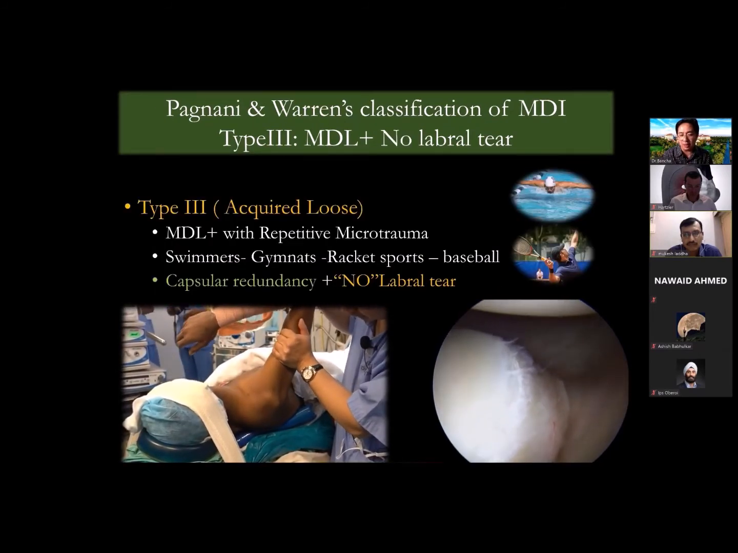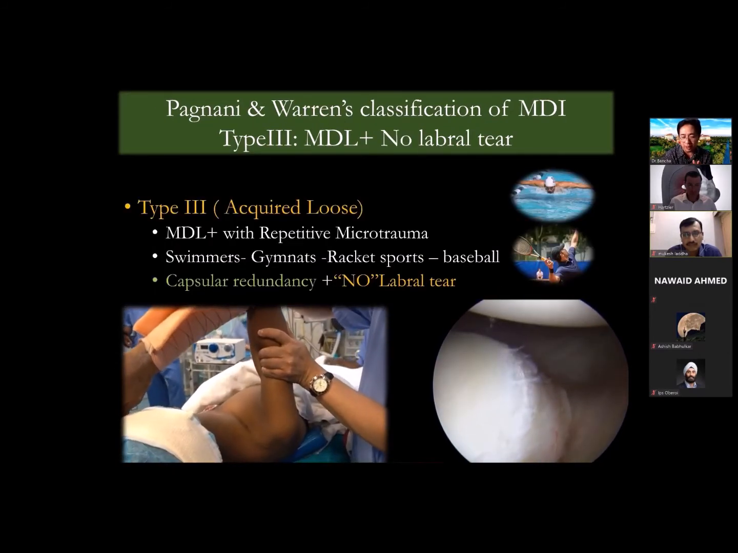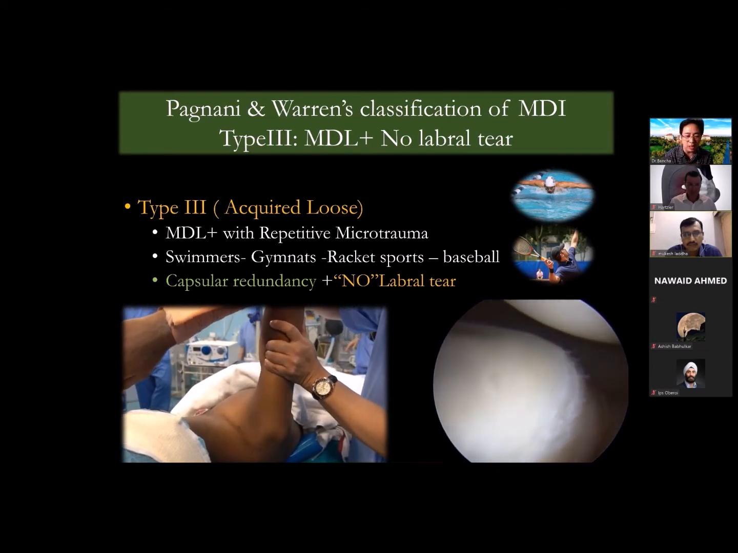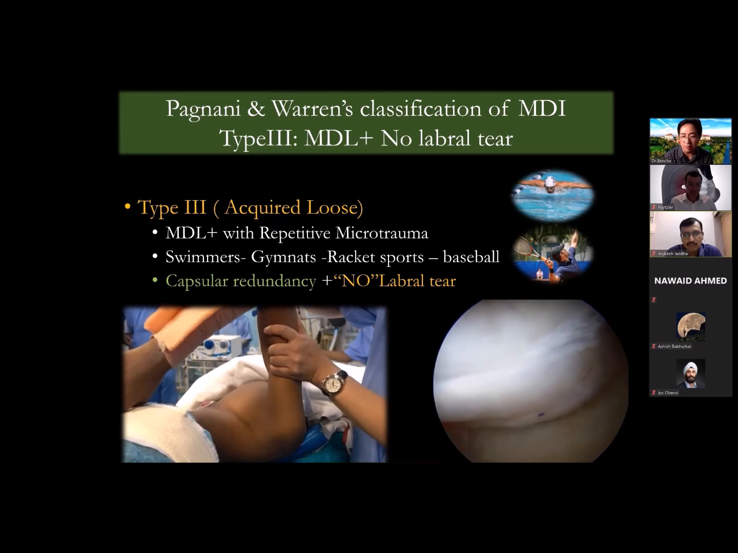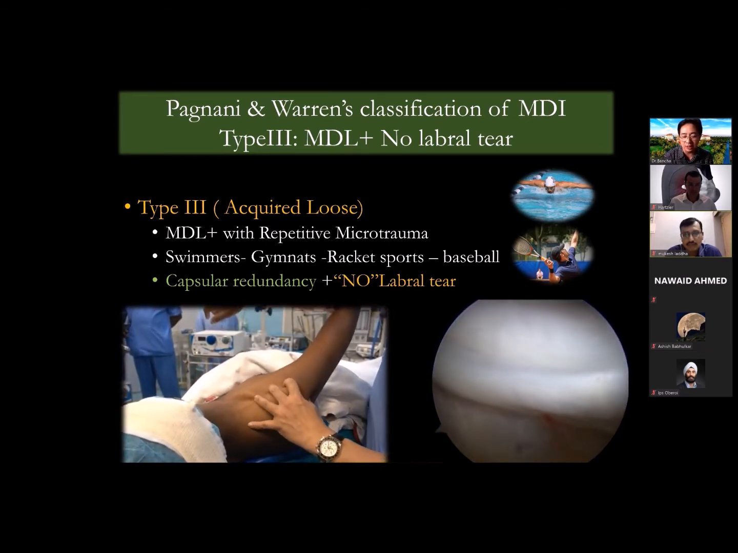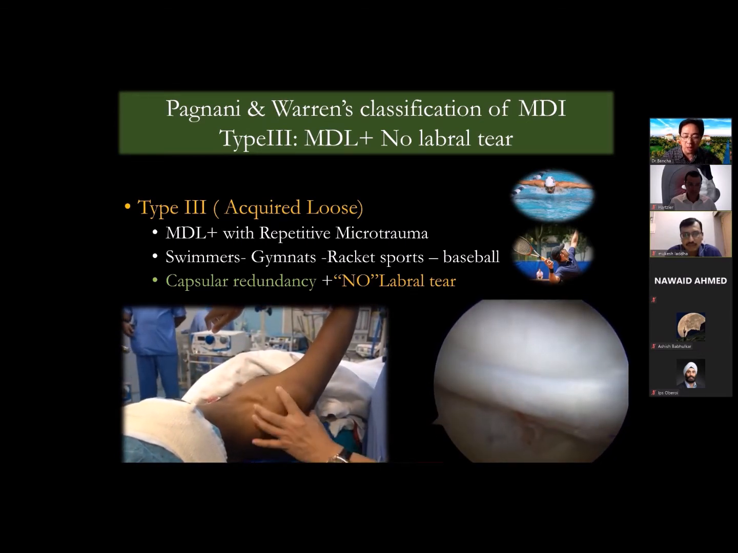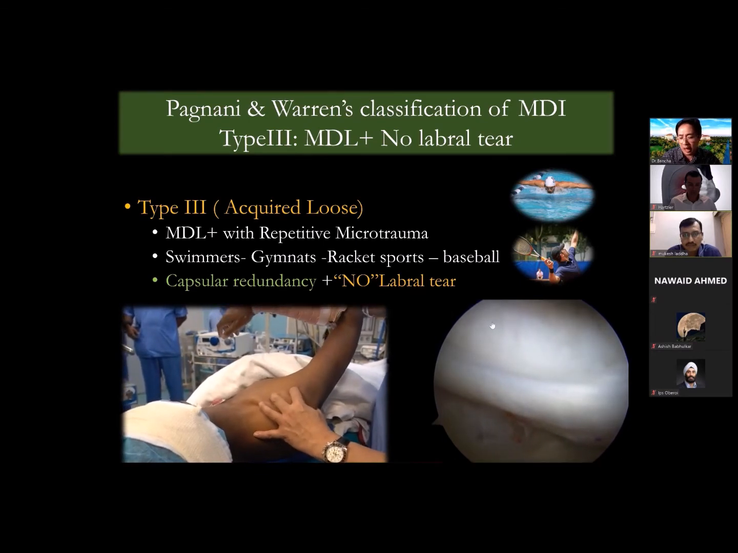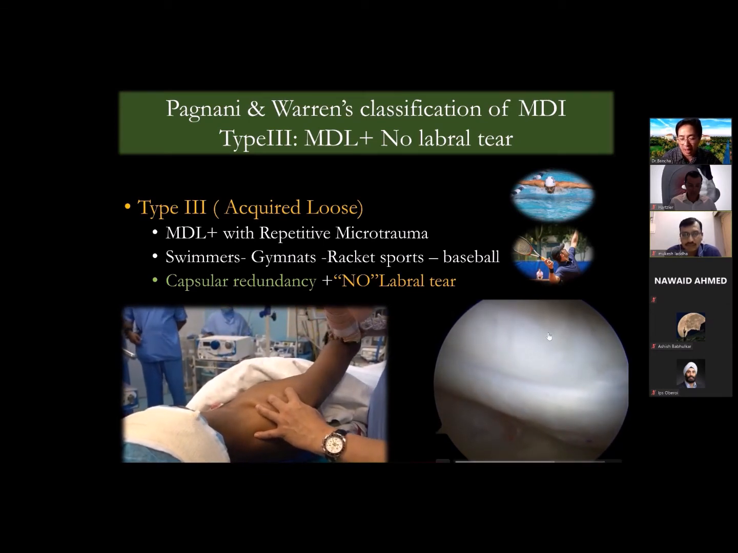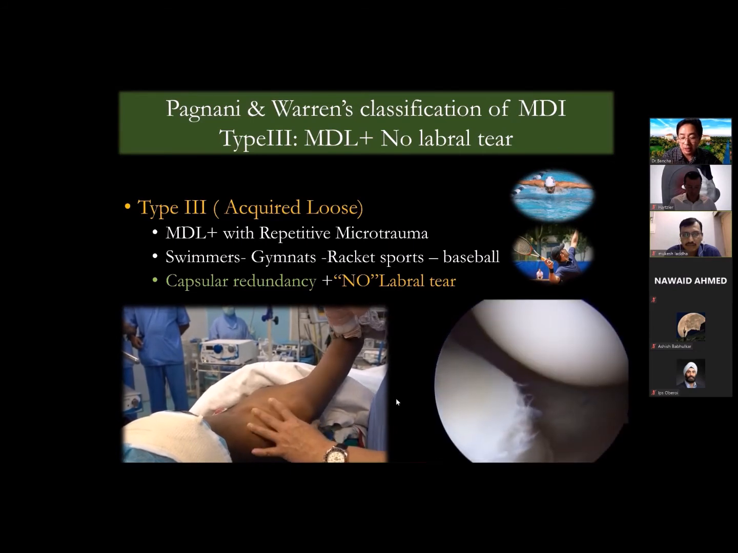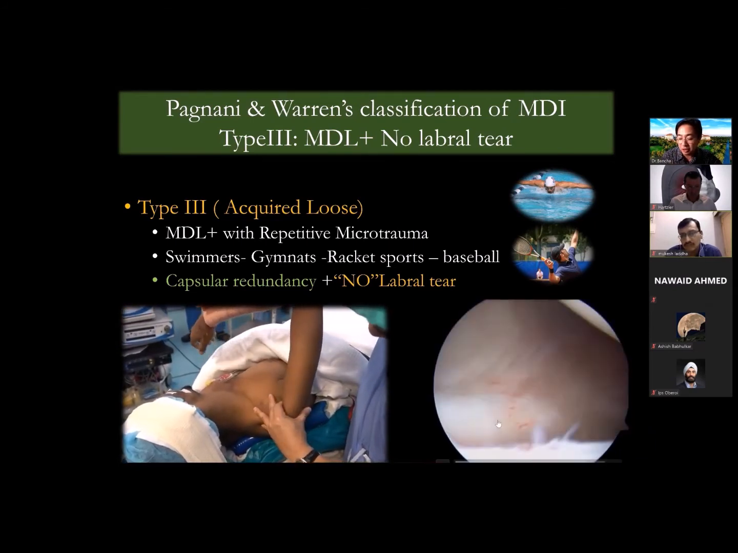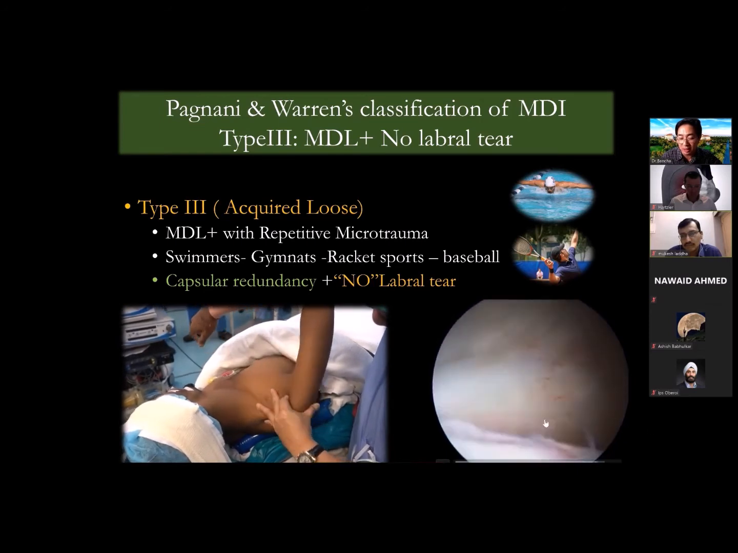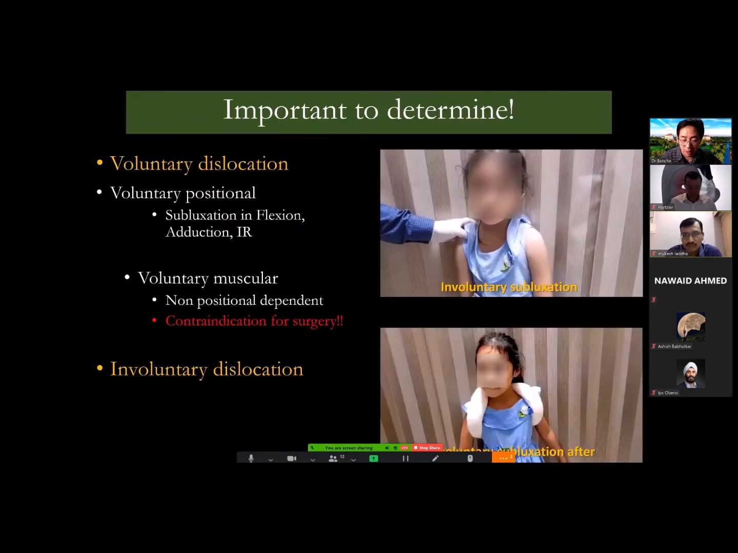And the last group is the MDI type 3. This is the acquired loose. So this kind of patient, they have the MDL with repetitive microtrauma like swimmers, gymnasts, racket sports, basketball. So this kind of patient would have no labral tear, or they may have some labral crack, right? So like this patient, you see that there's some labral crack, like a Kim lesion, but no obvious labral tear, okay? So this is the type 3, the acquired loose, okay?